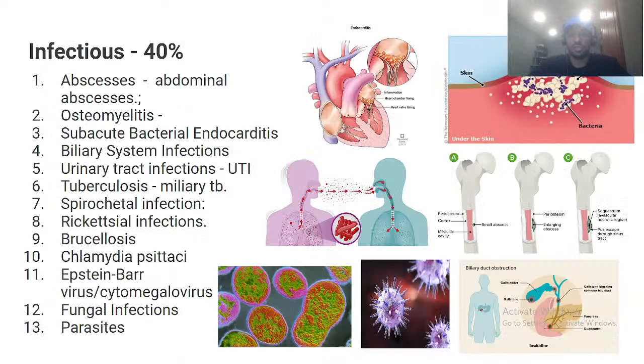Infections actually constitute 40% of the fever of unknown origin causes, and it starts with abscesses, where, for example, we can see especially the abdominal abscesses, which can stay for a long time inside the patient without any symptoms. Also, we can see osteomyelitis in the air sinuses and also in the mandible and so on. We can also see subacute bacterial endocarditis, where we have to make specific examinations and a specific diagnosis to know that this is the main cause of fever of unknown origin.